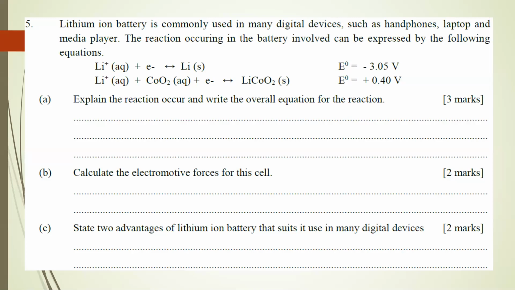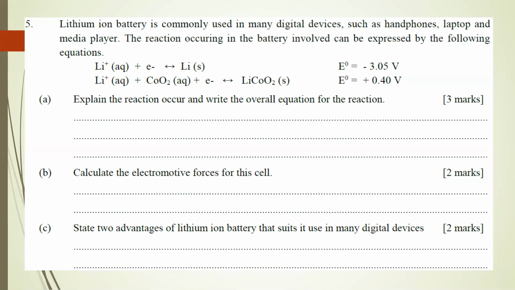Lithium-ion battery is commonly used in many digital devices such as handphone, laptop, and media player. The reaction occurring in the battery can be expressed by the following standard electrode potentials. Li+ + e- gives Li solid, E° is negative 3.05. Then CoO2 + e- gives LiCoO2, E° is positive 0.40.